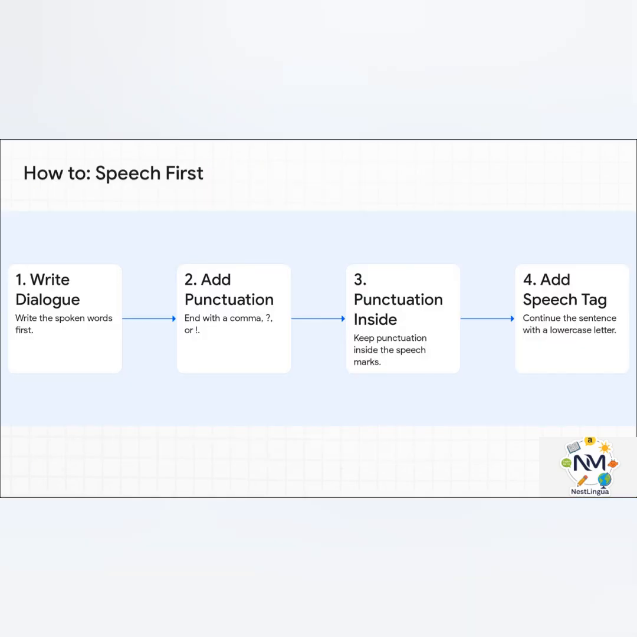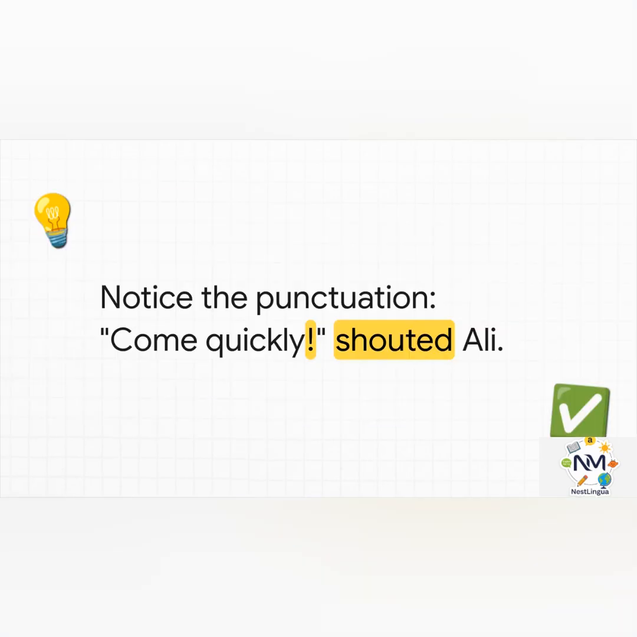So just think of it as a simple four-step process. One, write out the part that's actually spoken. Two, choose your end mark, a comma for a normal statement or a question mark or exclamation point if it's got more punch. Three, and this is always, always true, tuck that mark inside the quotation. And finally, four, finish your sentence with a speech tag, making sure it starts with a lowercase letter. And here it is again, but this time with an exclamation point. See how "come quickly" has the punctuation tucked inside, and then the sentence just flows right along with a lowercase s for "shouted Ali." You're seeing the pattern now, right? It's all just one smooth, flowing sentence.